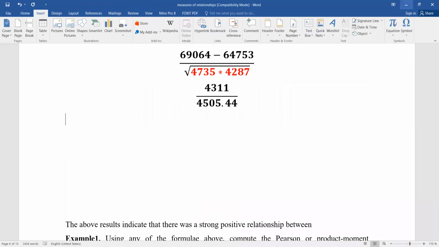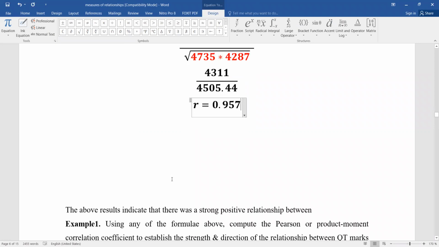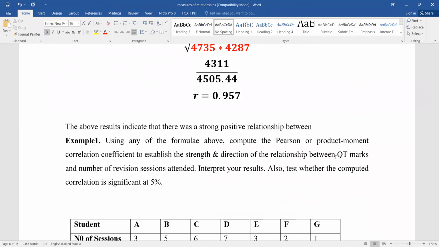So R is equal to 0.9576. We can see that it is positive and strong. It is positive, strong: with advertising expenditures, you'll have an increase in sales.